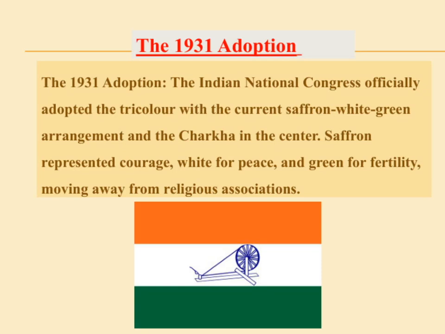In 1931, a significant moment in our nation's history took place. The Indian National Congress officially adopted the tricolour as our national flag. This wasn't just a change in colors, it was a symbol of our identity and unity. The flag features the distinctive saffron, white, and green bands, arranged in the current pattern. At the center, there's the charkha, or spinning wheel, representing self-reliance and the spirit of Khadi.